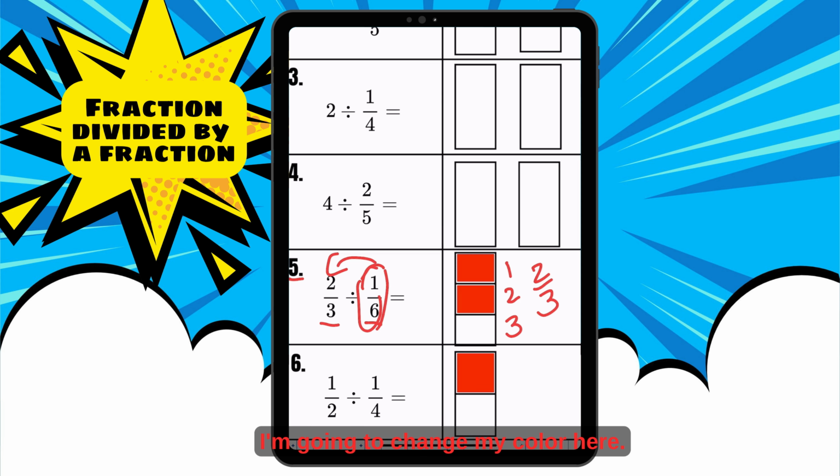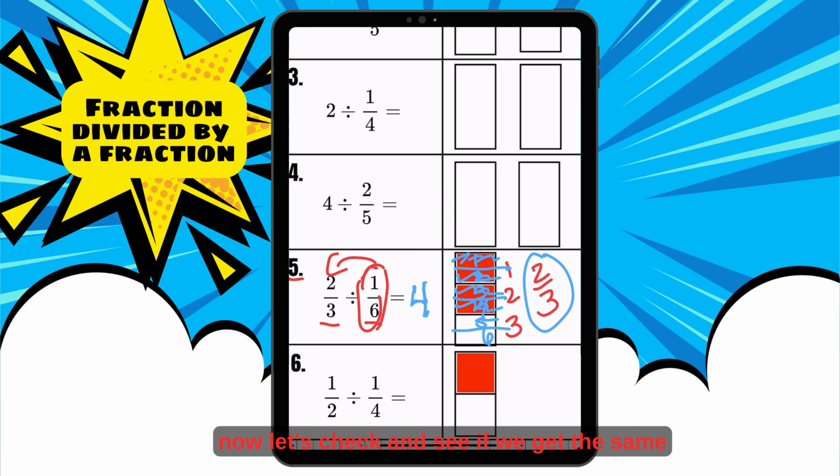So with sixths, 1, 2, 3, 4, 5, 6, I would have 6 slices in one whole cake, and I'm asking how many this size of a slice fit into the 2/3. How many fit into those 2 red slices of cake that I have? And I would have 1, 2, 3, 4. So my answer would be 4.